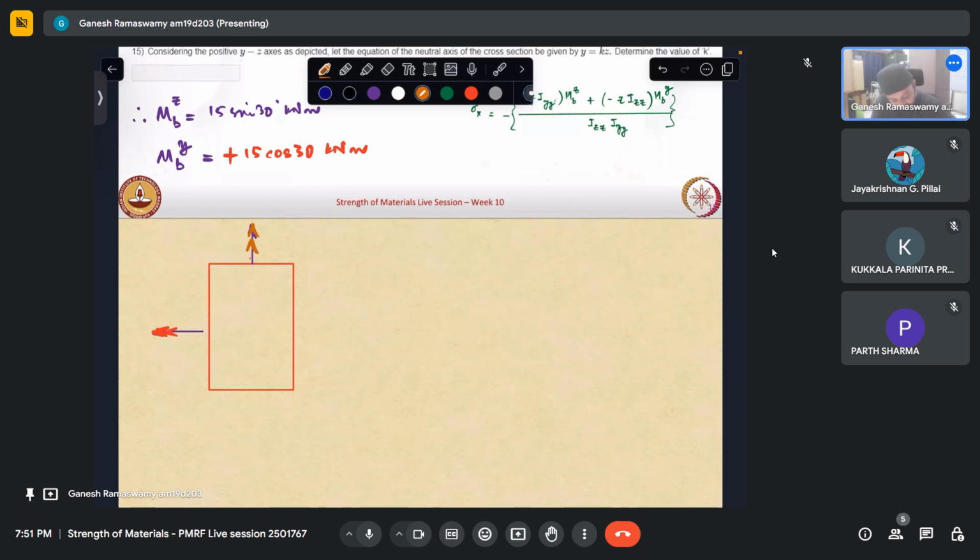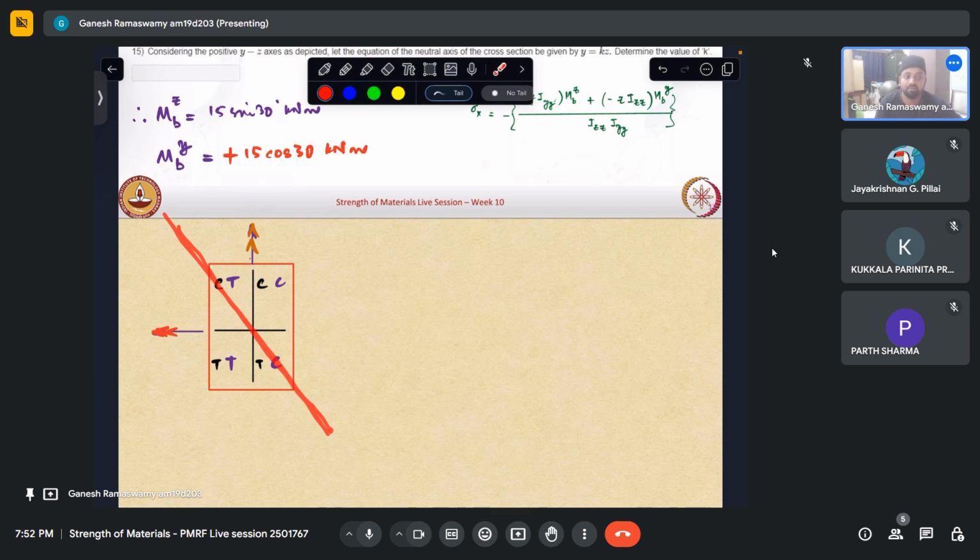Now, if I were to segregate this into 4 quadrants, this bending moment causes tension here and compression here. Similarly, this causes tension and compression. So from this, we can clearly see that our neutral axis will be something like this.